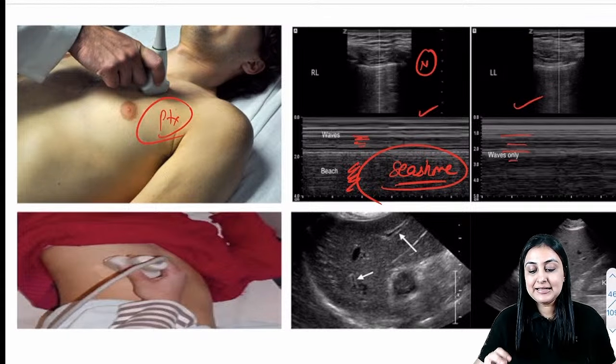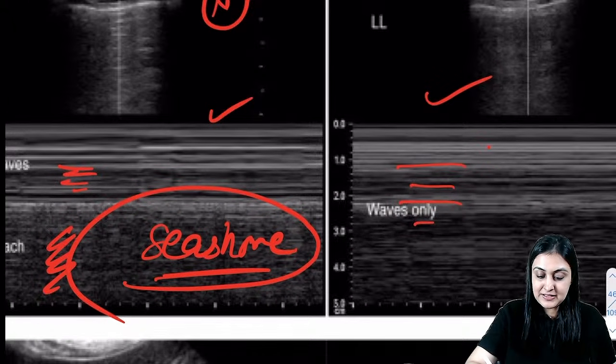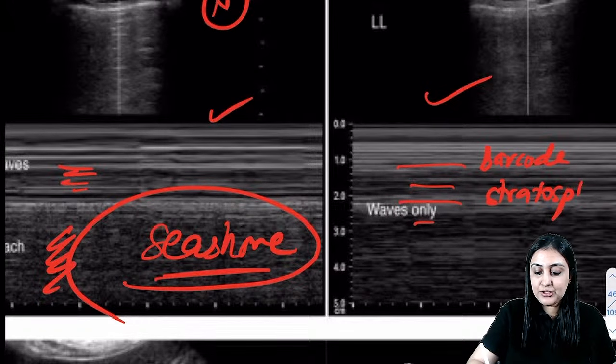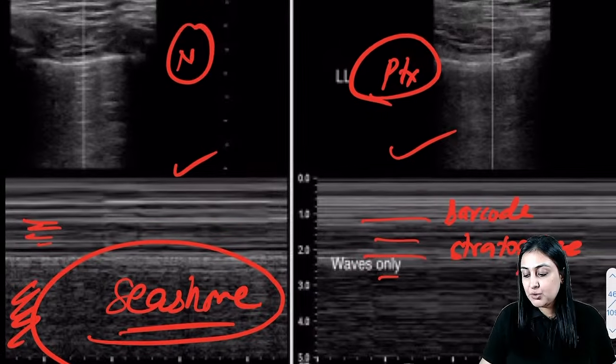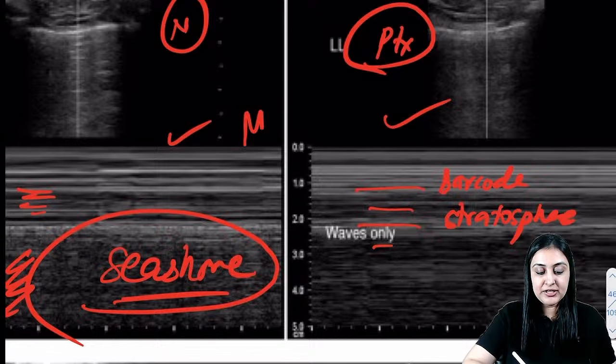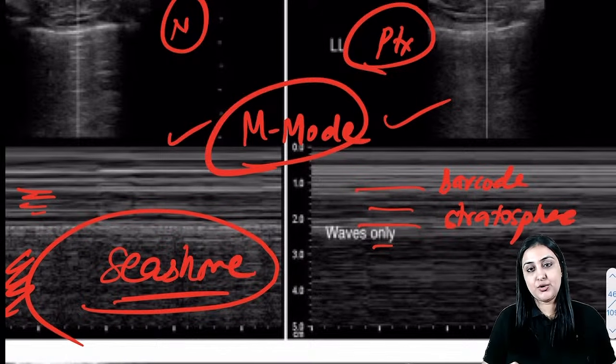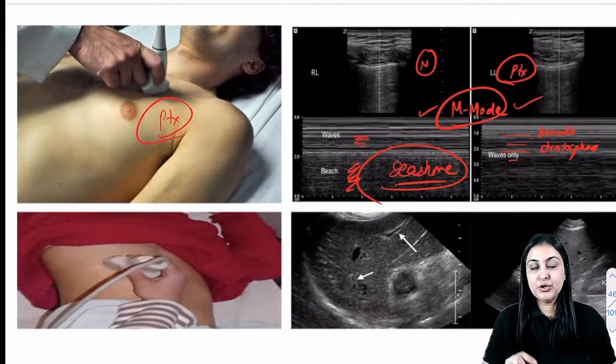On the other hand, only lines are seen, waves only. This is called barcode sign and stratosphere sign. I will show these two again. Barcode and stratosphere, this is a sign of pneumothorax. What mode of ultrasound is this? Is this normal ultrasound or is this some special mode? This is M mode, motion mode of ultrasound. Okay, so this is no pneumothorax.